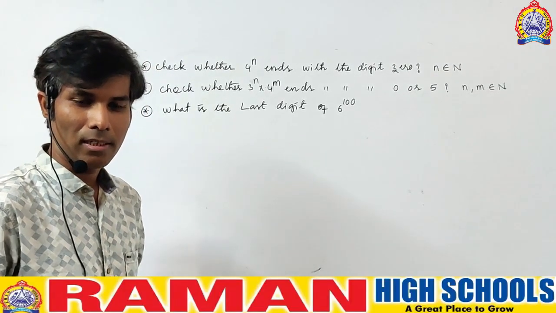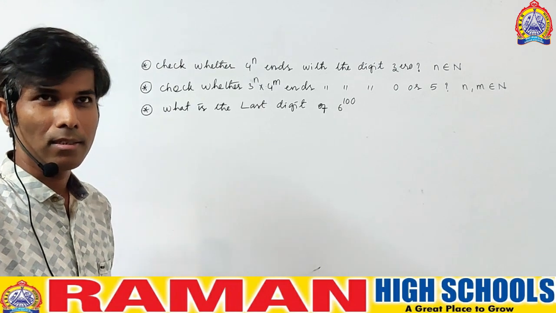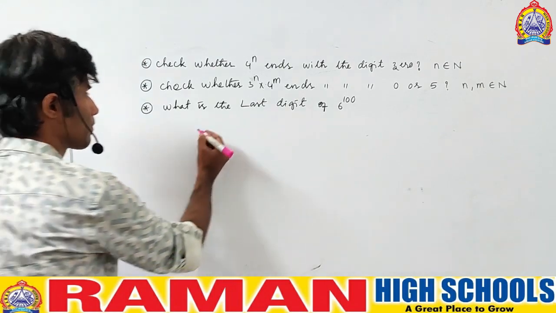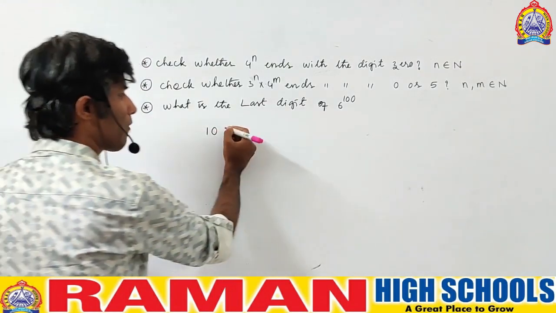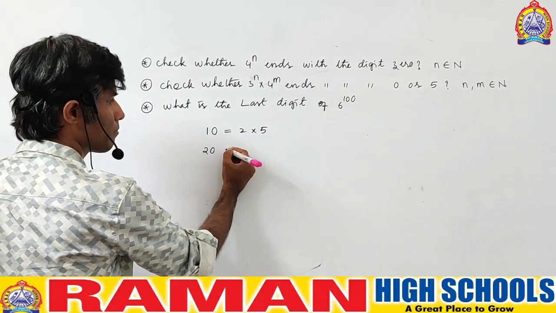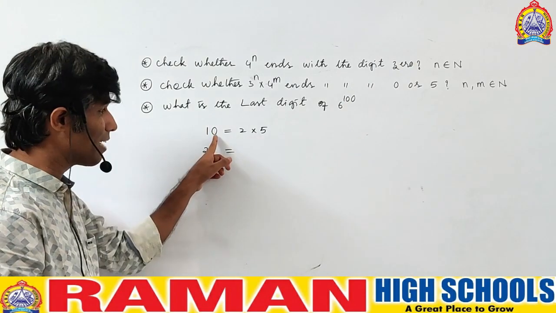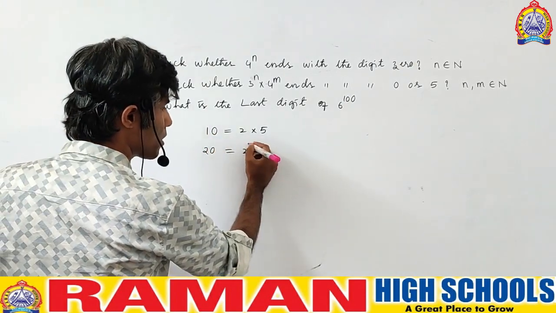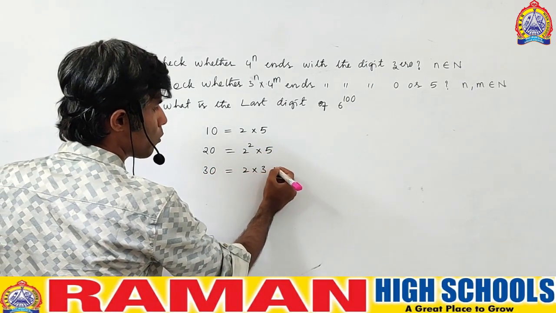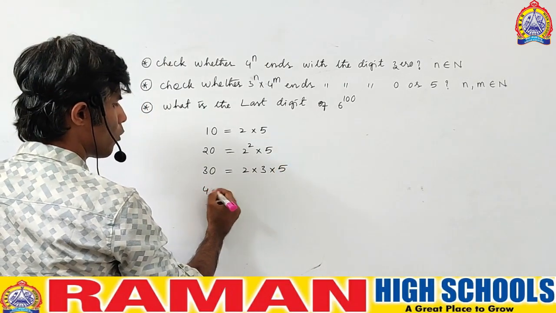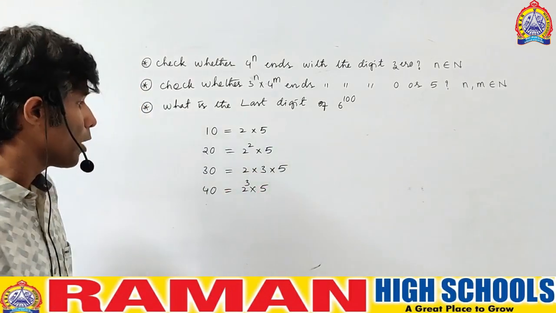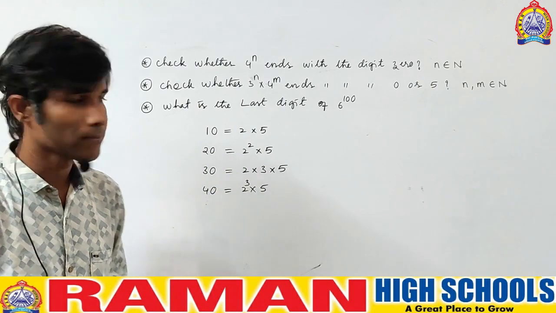So now let us see a new concept, that is when a given number is going to end with the digit 0. Let us see 10 and its prime factorization, 2 into 5. Let us take 20. Here I am taking 10, 20 because it is ending with 0. And let us take the prime factorization of this, 2 square into 5, and 30, 2 into 3 into 5, and here 40, 2 power 3 into 5. So you can take like this.